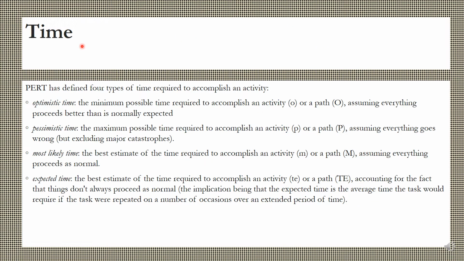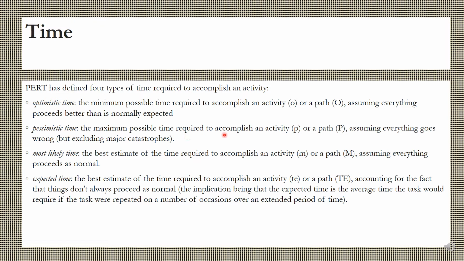Then we come to time. Now, like we discussed: optimistic time, pessimistic time, most likely time, and expected time. The minimum possible time required to accomplish an activity or path, assuming everything proceeds better than is normally expected, is the optimistic time.